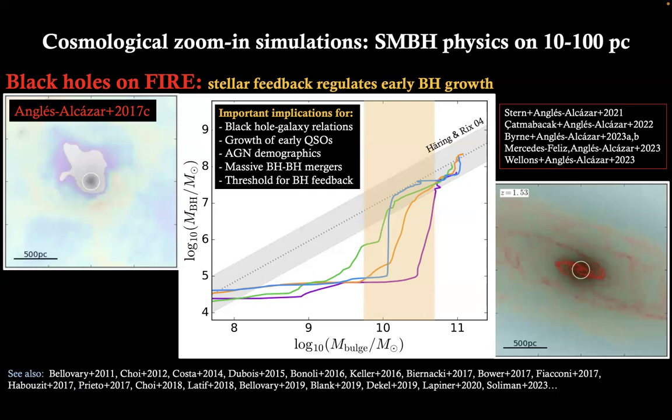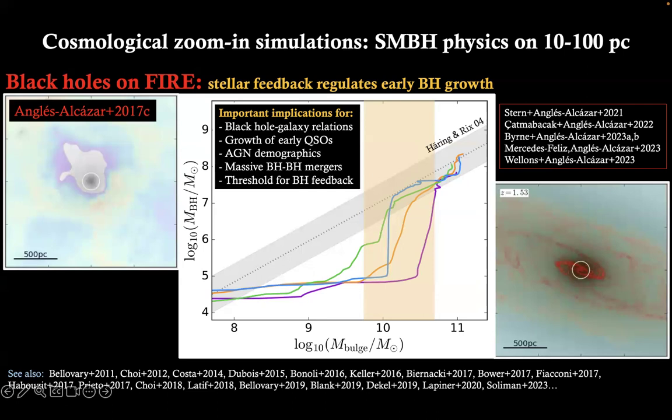And so what we find in these simulations is that black holes at early times have a very hard time growing. You see that these lines are almost horizontal. Black holes cannot grow very much. And then at some point, when the galaxy is about 10^10 solar masses in stars, accretion becomes much more efficient, and then black holes can converge onto the local scaling relation.